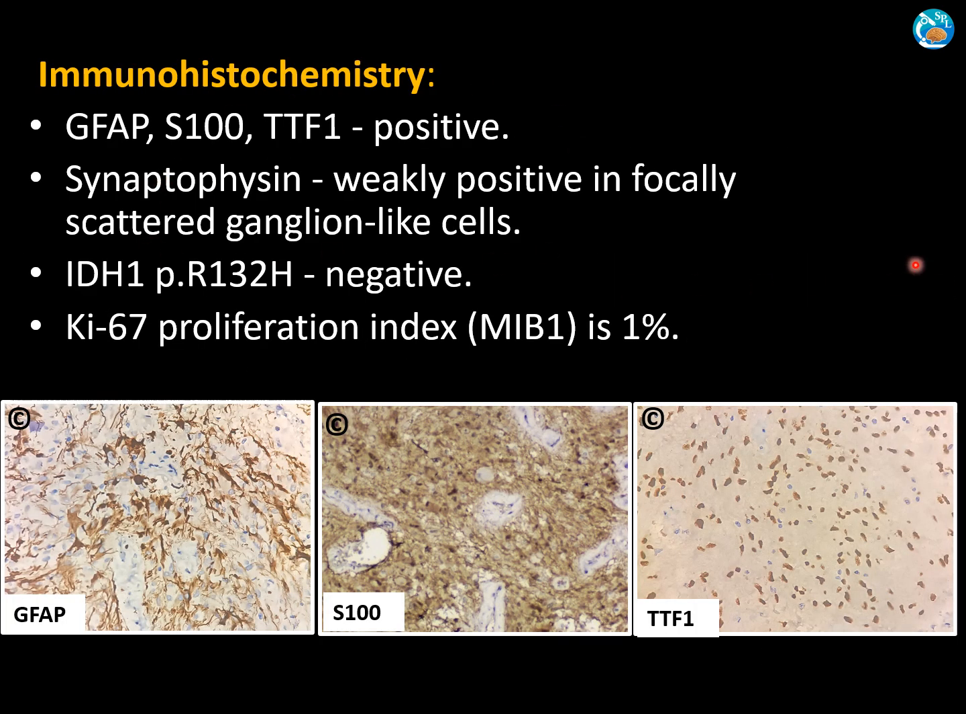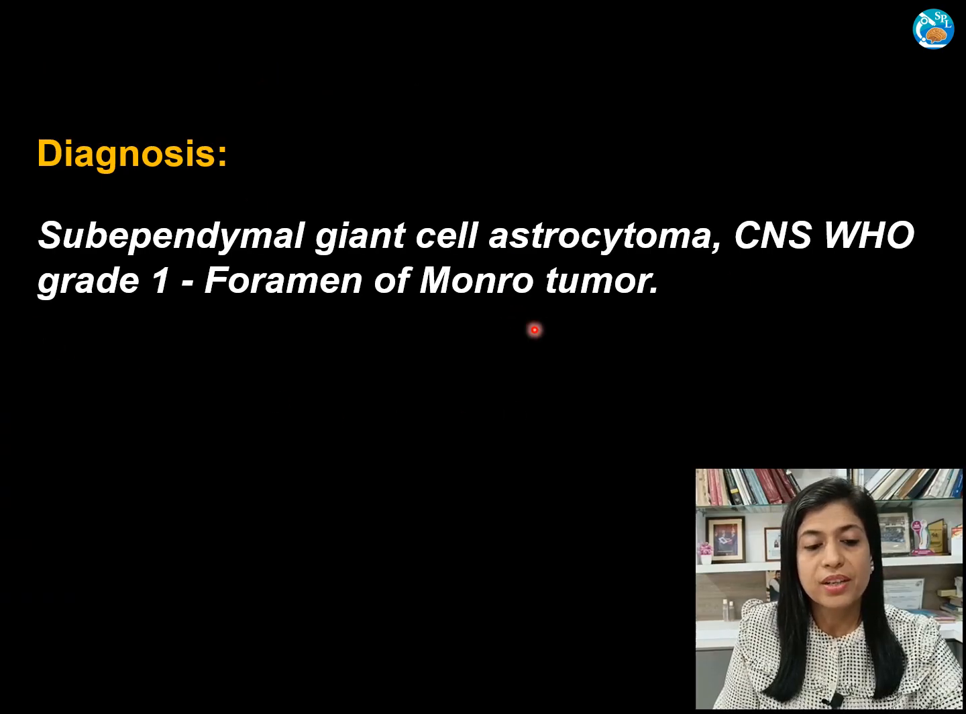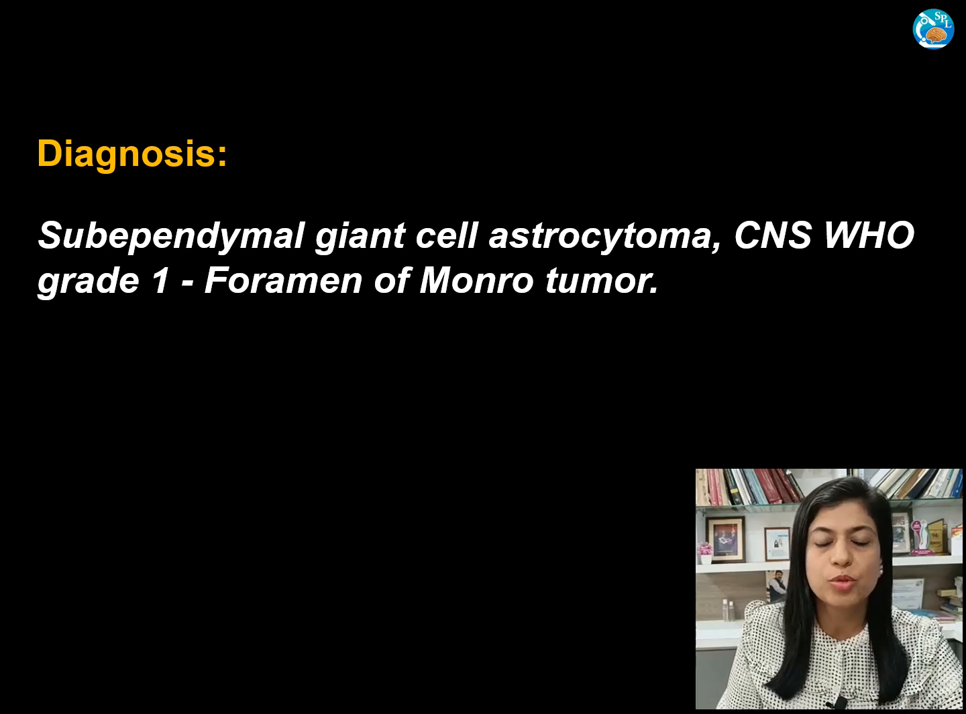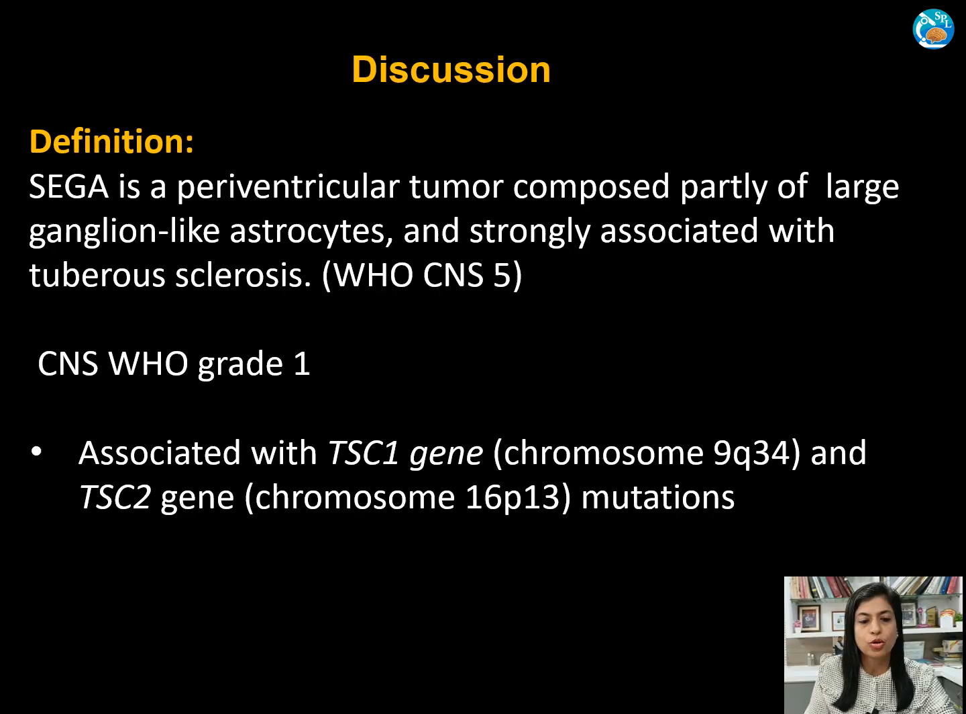We went ahead with immunohistochemistry. GFAP, S100 and TTF1 were positive. Synaptophysin was weakly and focally positive in ganglion-like cells. IDH1 was negative and the proliferation index was low. So this is TTF1 positivity here. A diagnosis of SEGA, that is subependymal giant cell astrocytoma, CNS WHO grade 1, was given, and this tumor was at the foramen of Monro.